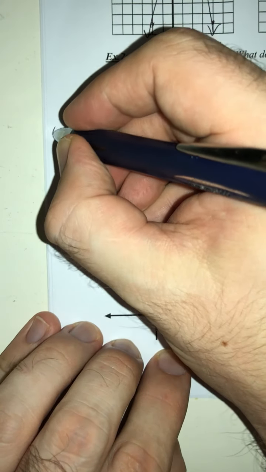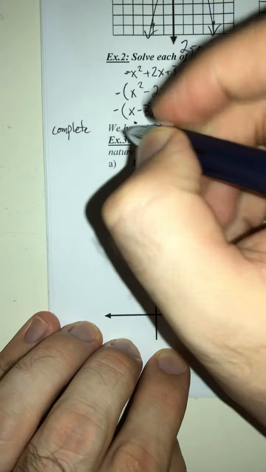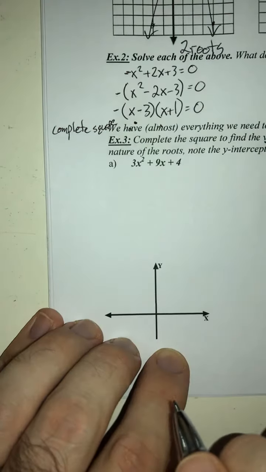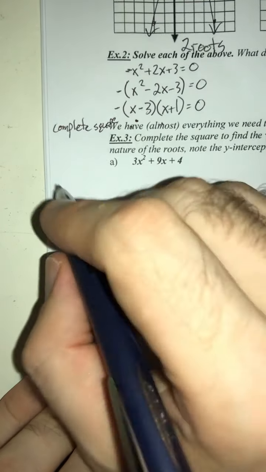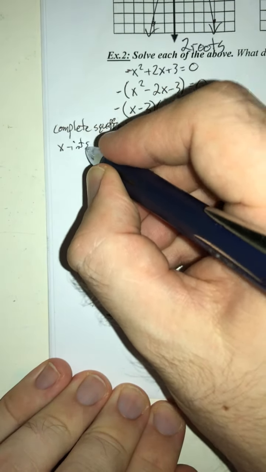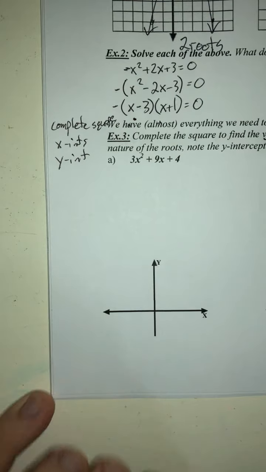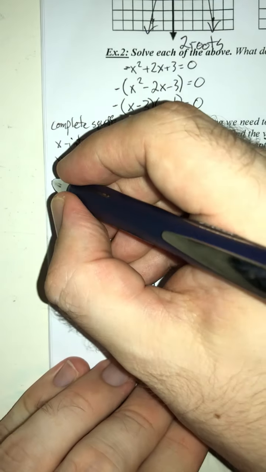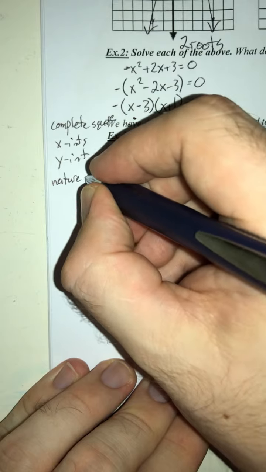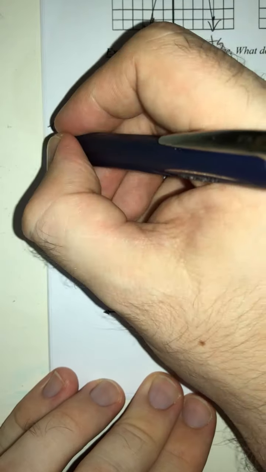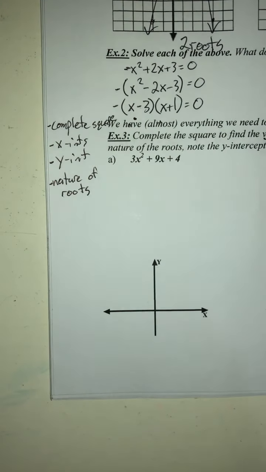I need to complete the square. Then I'm going to need to get my x-intercepts. Then I need to figure out my y-intercept. And what is the nature of the roots or solution? So I'm just specifically pointing these out, these 4 things, because these are going to come in the test, and you'll need to be able to do these pretty quickly, because as you'll see with the questions, it's going to take a little bit.